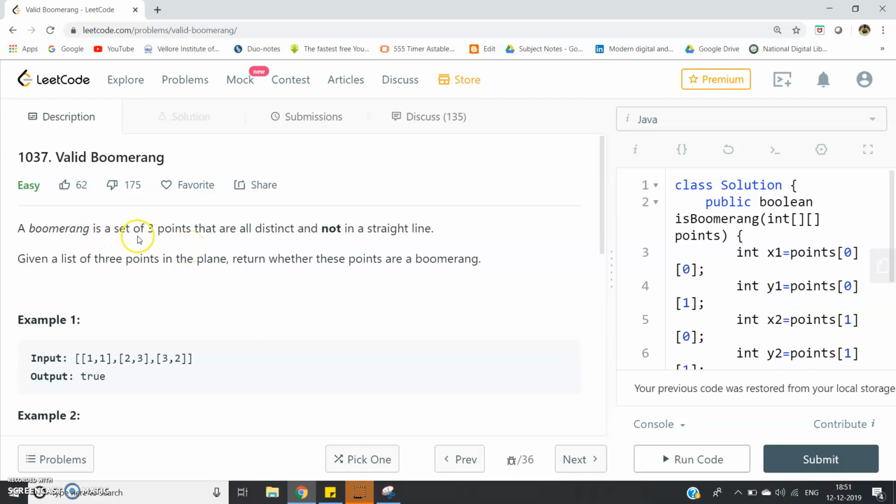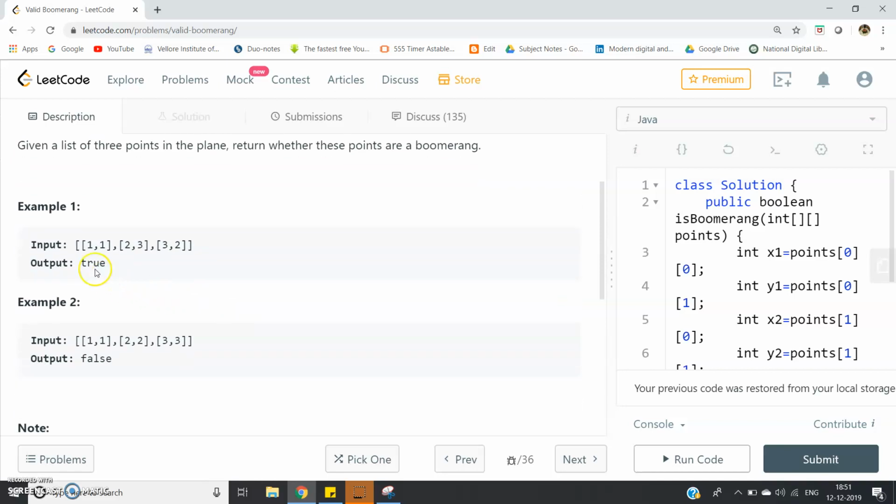A boomerang is a set of 3 points that are all distinct and not in a straight line. That means 3 points will be given. We have to check whether all the 3 points are distinct or they are situated on the same straight line. If they are situated on the same straight line, then they are not a boomerang, otherwise they are a boomerang. Given a list of 3 points in a plane, return whether these points are a boomerang or not.